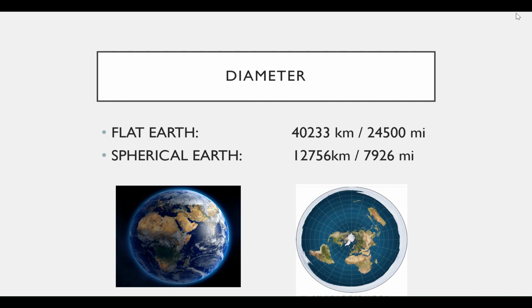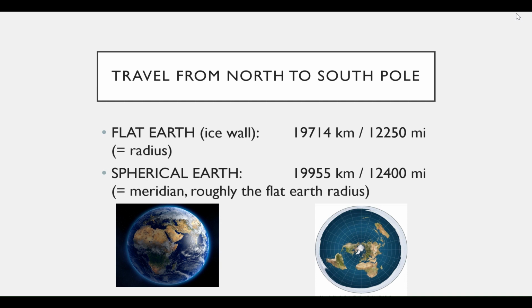The diameter of the flat Earth would be double the radius, 40,233 kilometers, or 24,500 miles. On a spherical Earth, the diameter is 12,756 kilometers, or 7,926 miles. To travel from the North to the South Pole on the flat Earth, 19,714 kilometers, or 12,250 miles, which is equal to the radius on the flat Earth. On the spherical Earth, it's roughly 20,000 kilometers, 19,955 kilometers, or 12,400 miles. That is the meridian and roughly equal to the flat Earth radius.